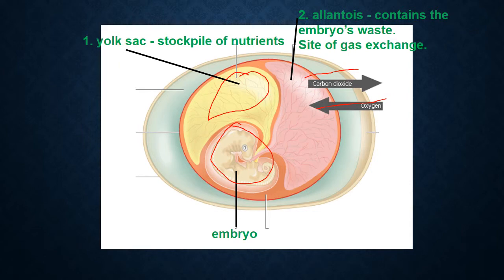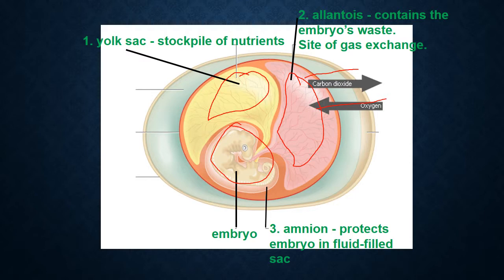Number 2 is what's called the allantois. That contains the embryo's waste. So this whole kind of pink section here, that's where the embryo's waste goes, and this is where gas exchange occurs, allowing carbon dioxide to go out and oxygen to come in.